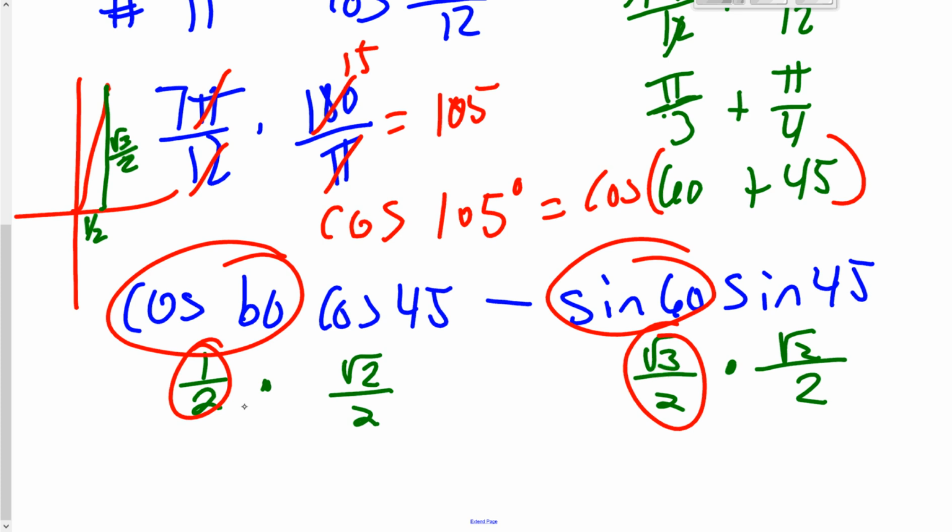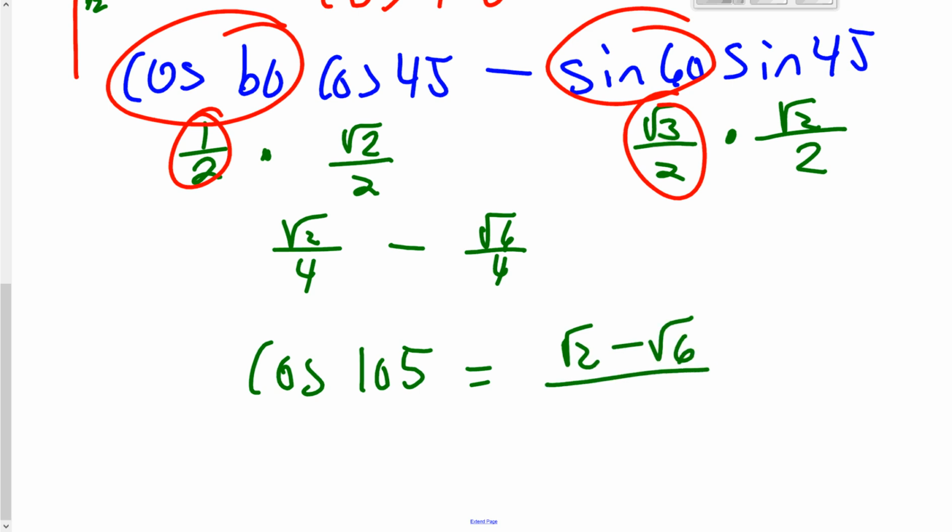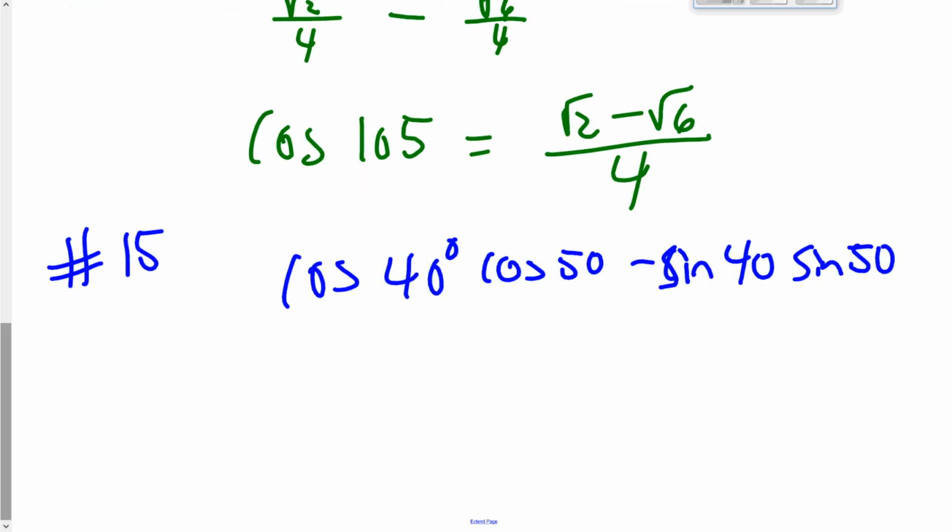Okay, we can multiply these, we get root 2 over 4, and subtract root 6 over 4. You notice that these all have kind of the same answers. So cosine of 105 is equal to root 2 minus root 6, all over 4. So the order of stuff is backwards on these ones. So there's our answer.